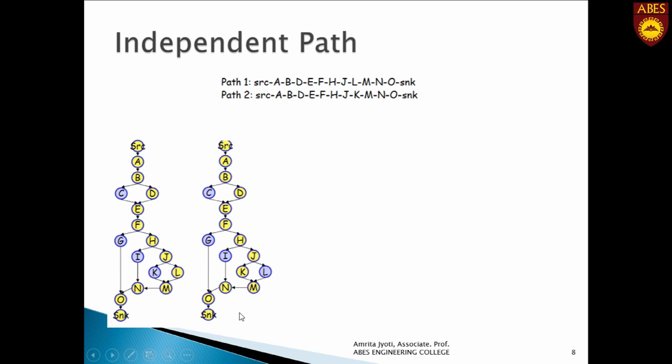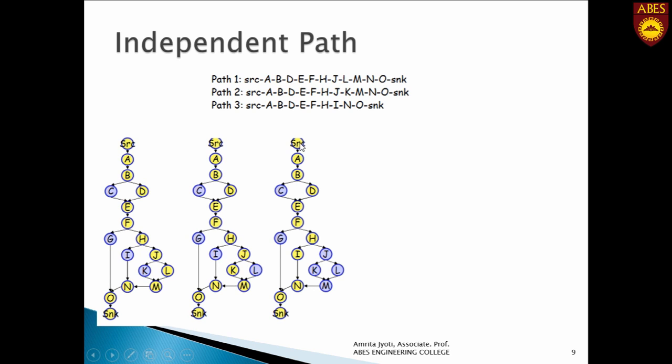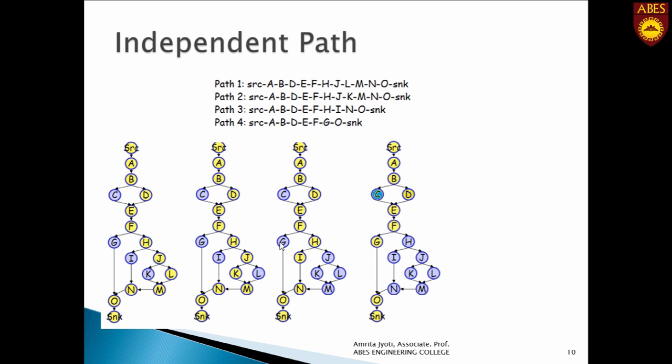In the next independent path, we will include this I. So the path is A, B, D, E, F, H, I, J, N, O, sink. And in the next new path we will introduce a new node. That means now we introduce this G. So the new path is A, B, D, E, F, G, H, O, S, N, K.